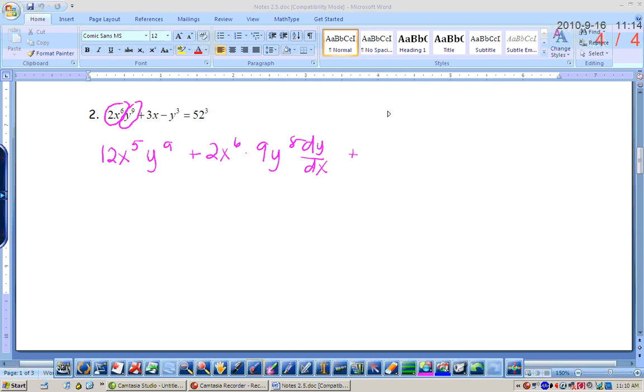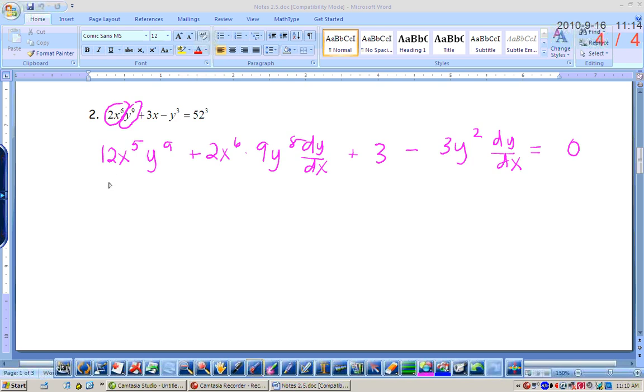All right, so what would the next term be? 3. And minus 3y squared dy dx equals 0. I wrote that as 52 cubed to kind of make sure you're really paying attention. Just because you see an exponent, don't write that as 3 times 52 to the 2nd power. 52 cubed is a number, and the derivative of a number is 0. Not always, but a lot of times it will.